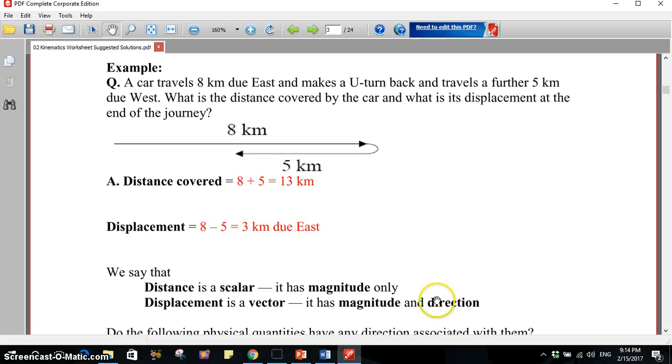So how do we identify the direction? Starting here, ending here, we always point at the direction from start to end. So it is pointing towards the east.